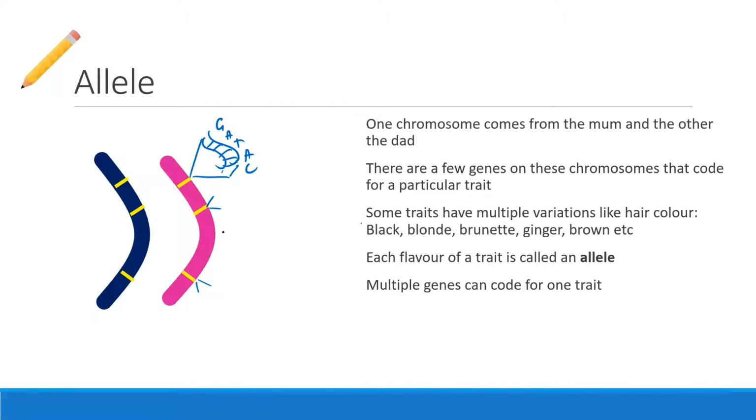And I've used a weird word here. This is the wrong word to use, but I actually think that for some of you guys, it's like, oh yeah, it makes sense. Each flavor of a trait is called an allele. Okay, so each of these, black is an allele, blonde is an allele, brunette is an allele. They're all different alleles for the same trait.